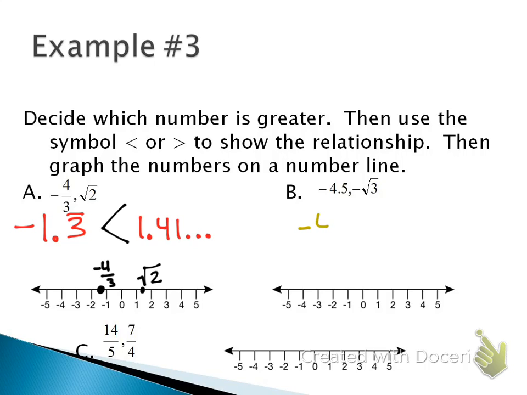Looking at problem B. The first one's already written as a decimal. That is great. Can anyone give me the decimal for negative square root of 3? Oh yeah, negative 1.73, and on and on and on. Good. Which one of those would be bigger if I was comparing them with the less than or greater than symbol? Very good. So the more in the negative you go, the smaller the value. I'm sure you guys remember that.